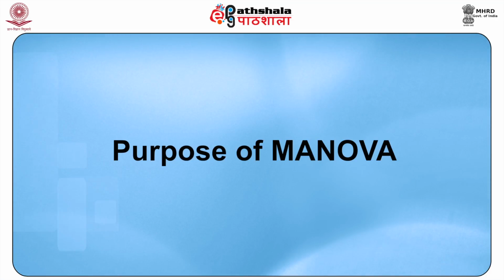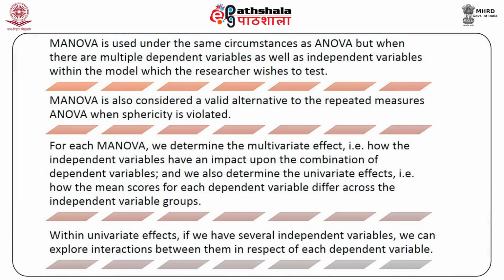The purpose of MANOVA? MANOVA is used under the same circumstances as ANOVA, but when there are multiple dependent variables as well as independent variables within the model which the researcher wishes to test. MANOVA is also considered a valid alternative to the repeated measure ANOVA when sphericity is violated. For each MANOVA, we determine the multivariate effect, that is how the independent variables have an impact on the combination of dependent variables, and we also determine the univariate effects, that is how the mean score for each dependent variable differs across the independent variable groups.